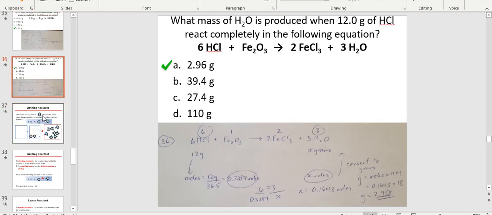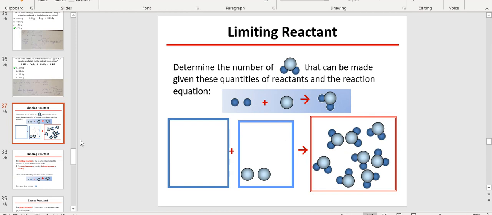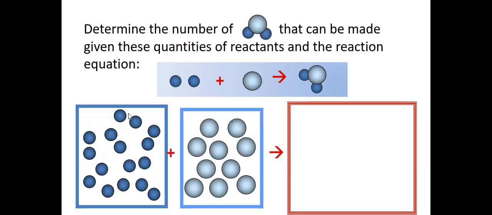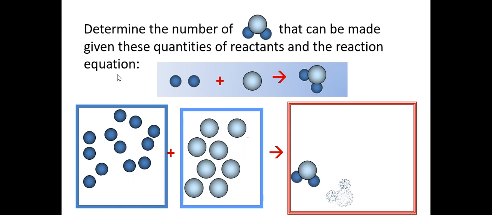This is where I wanted to get into, the limiting reactant. I'm going to use a bit of animation, a slideshow. Let's have a look here. Determine the number of molecules that can be made by this given equation. So I have 2 moles of this plus 1 mole of this produces 1 mole of this. That's what's going on here: 2, 1, 1. So that thing is just moving along.